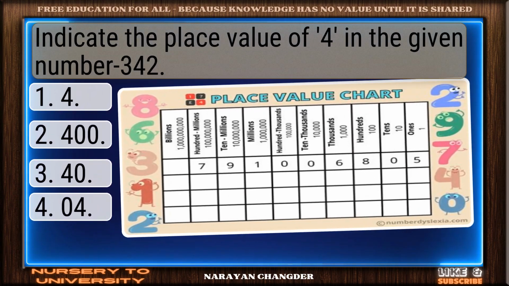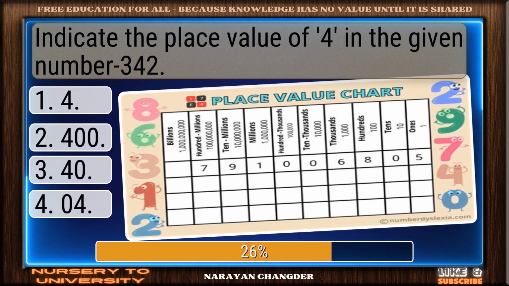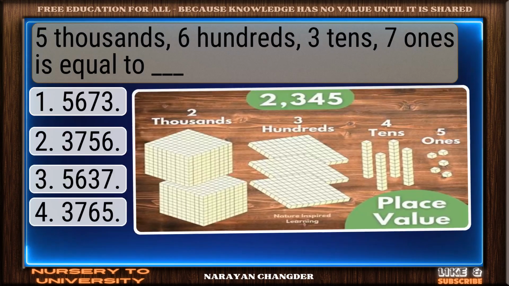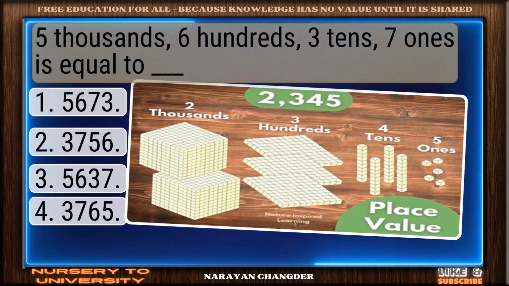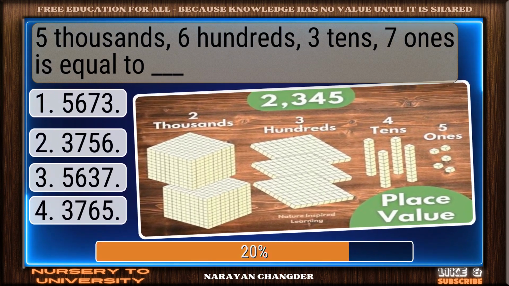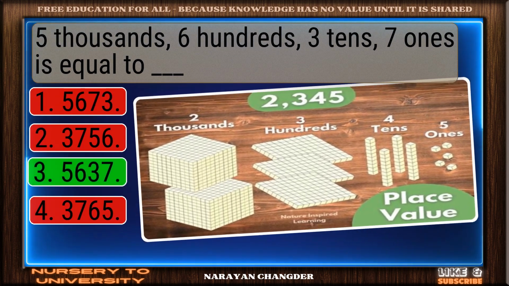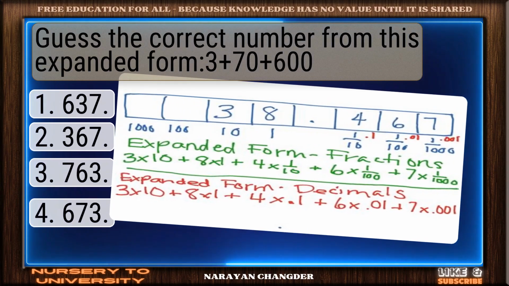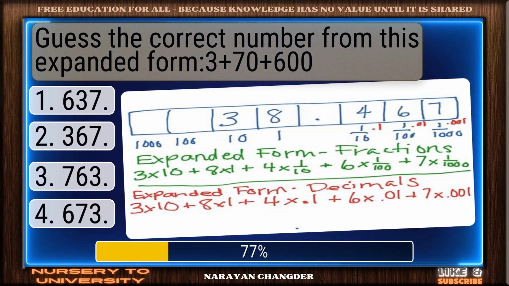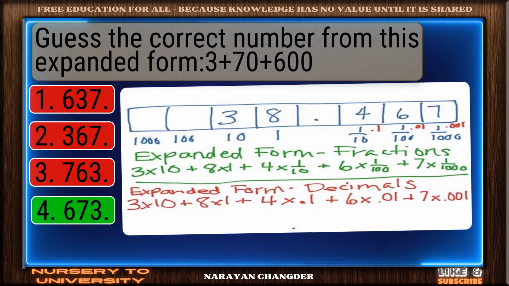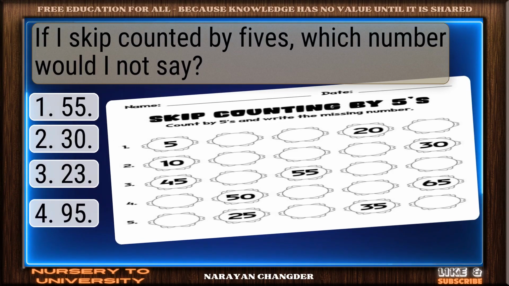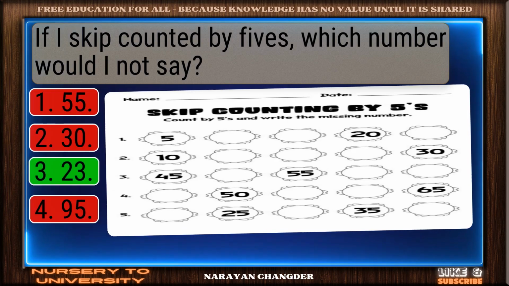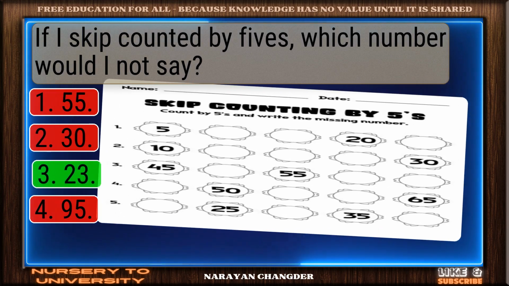Indicate the place value of 4 in the given number 342. Smart move. 40 is an accurate answer. 5,000s, 600s, 3 tens, 7 ones is equal to dash. 5637 is the answer. Guess the correct number from this expanded form: 3 plus 70 plus 600. Good job, your answer 673 works well here. If I skip count by 5s, which number would I not say? Great job. 23 is the accurate answer.